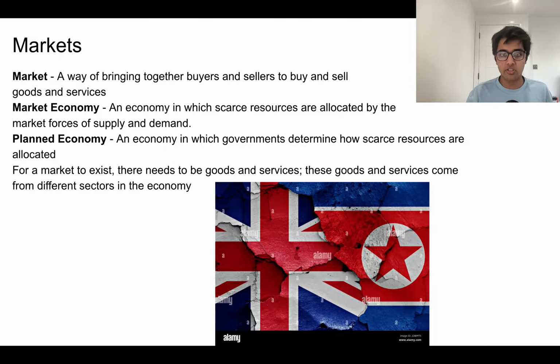For a market to exist, there needs to be goods and services. These goods and services come from different sectors in the economy, and we'll be going on to that shortly. Now, I'd highly recommend you memorize these definitions, as they're often used in analyze or evaluate 6 markers, and it's good to define them.